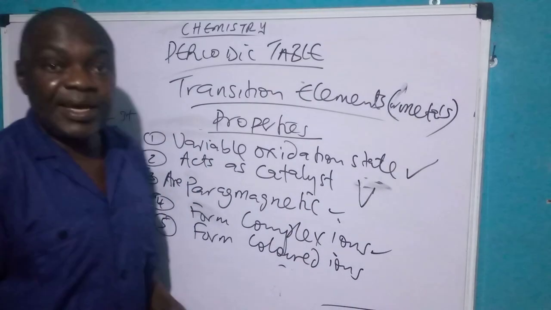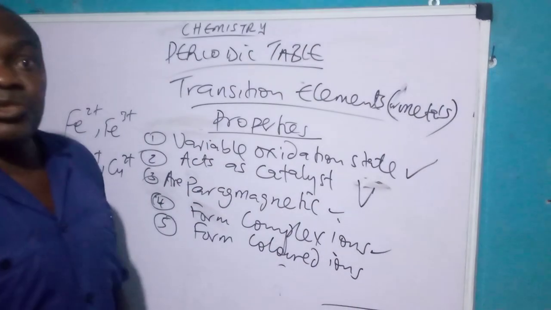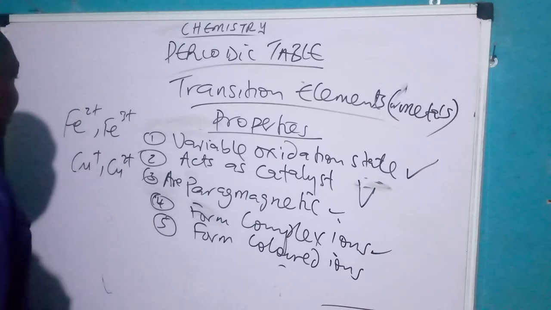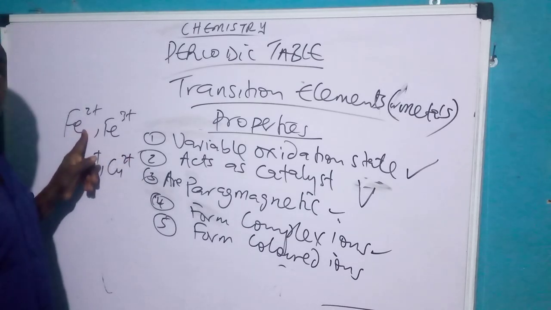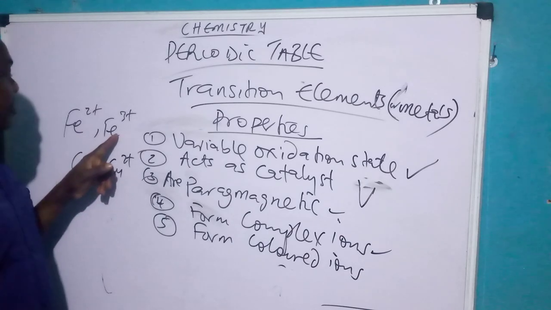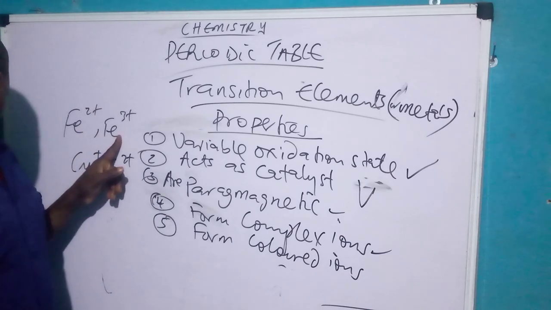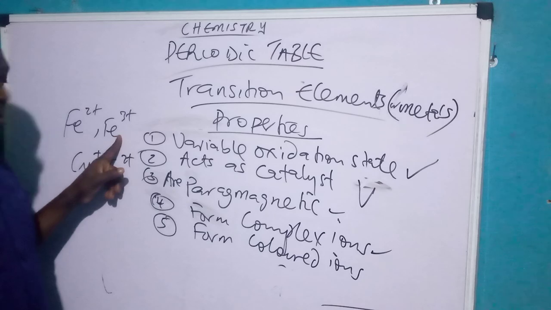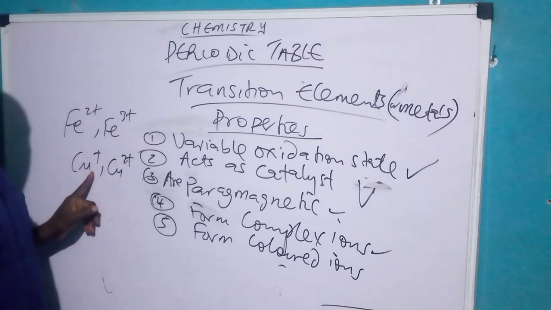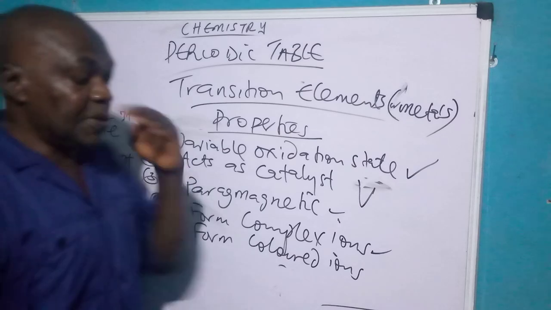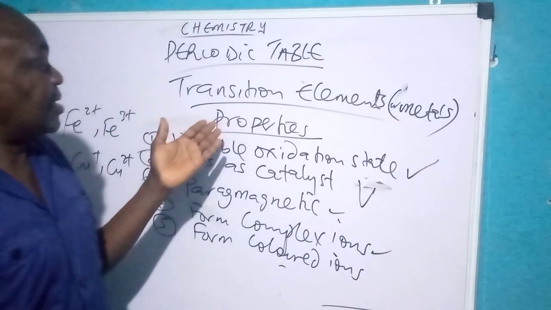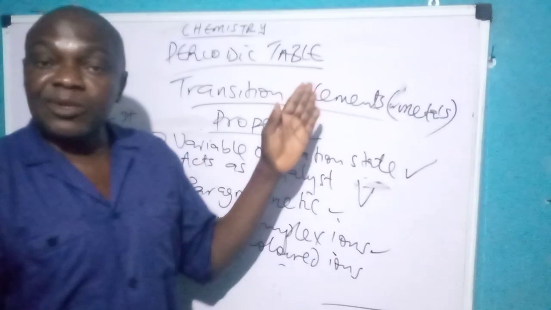Then they form colored ions. The transition elements usually form colored ions. For example, we can use these two: iron 2 is green in color, while iron 3 is reddish brown. So those are colored ions. The same thing with copper. Copper 1 is colorless, but copper 2 is blue in color. That's the definition of transition metals, and those are also the properties.